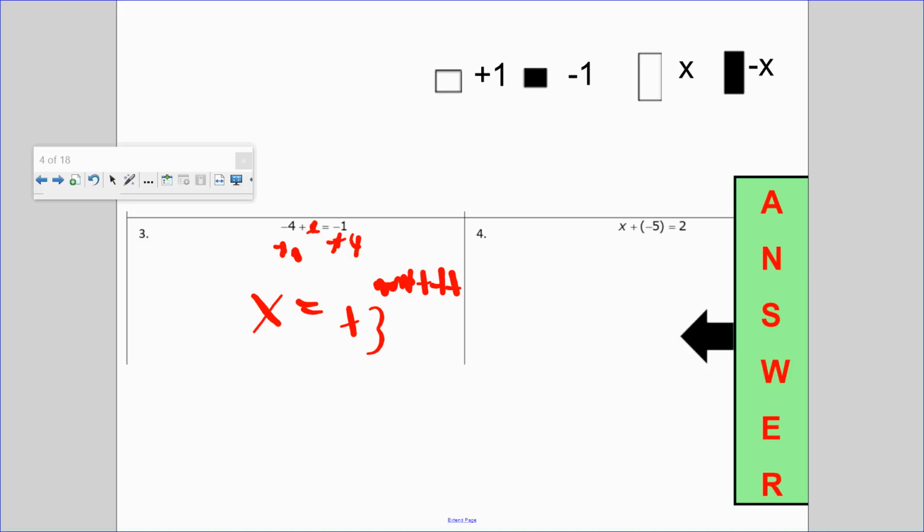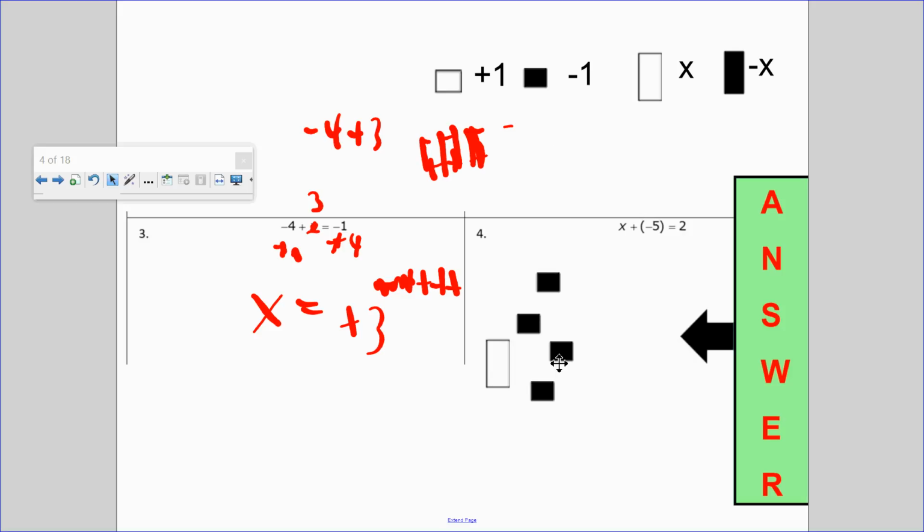I substitute x with 3. Negative 4 plus 3. Cancel, cancel, cancel, cancel. You get negative 1. So number 4. Let's use algebra tiles to represent this. I have x. I have 5 negatives, 1, 2, 3, 4, 5, equals positive 2. I need to isolate this variable x.